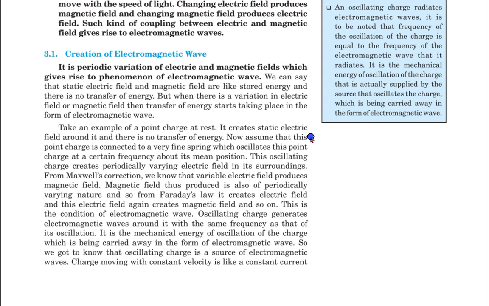Unit 1, electric potential definition: it is work done to move a charged particle from one point to another without acceleration.